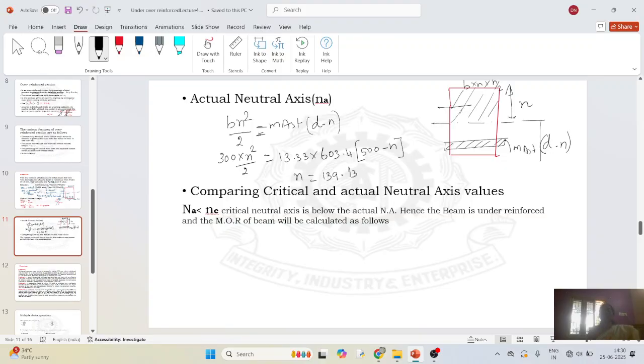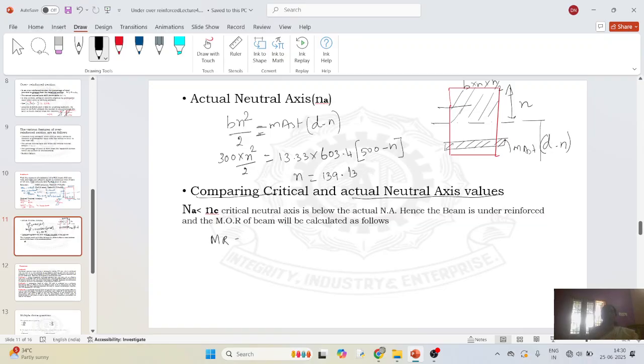So the next step is comparing the critical and the actual neutral axis. NA is lesser than NC. The critical neutral axis is below the actual neutral axis. Hence, the beam is under reinforced. Under reinforced means the moment of resistance of the beam will be calculated based on the steel only, because in the case of under reinforced, the steel fails first.